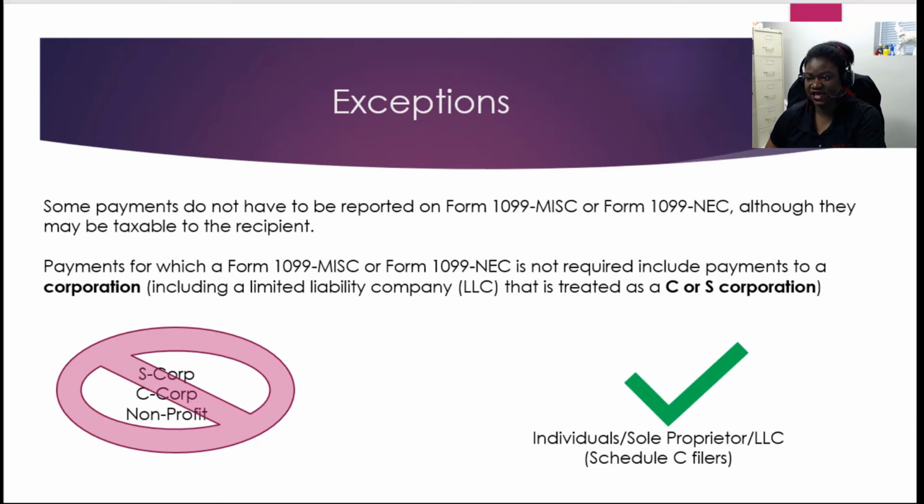Okay, moving on to the next. There are exceptions to what types of entities you would file these 1099s for. For corporations, you would not issue them a Form 1099. So that includes S corporations, C corporations, nonprofits, any incorporated businesses. For your Schedule C filers, like your individuals, your sole props, your DBAs, you will need to issue them a Form 1099.